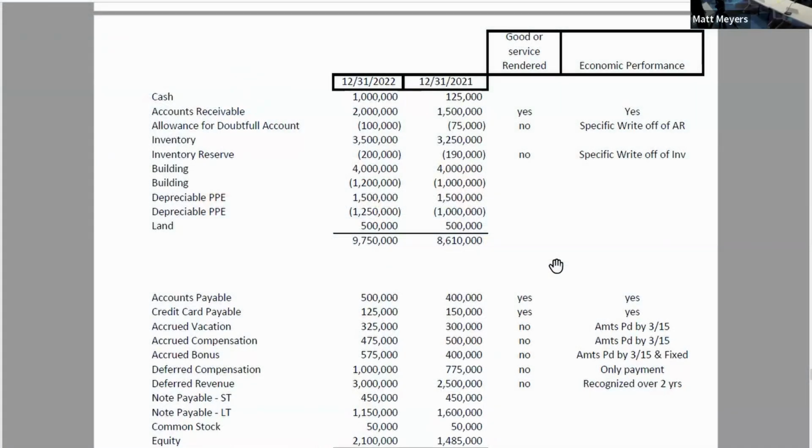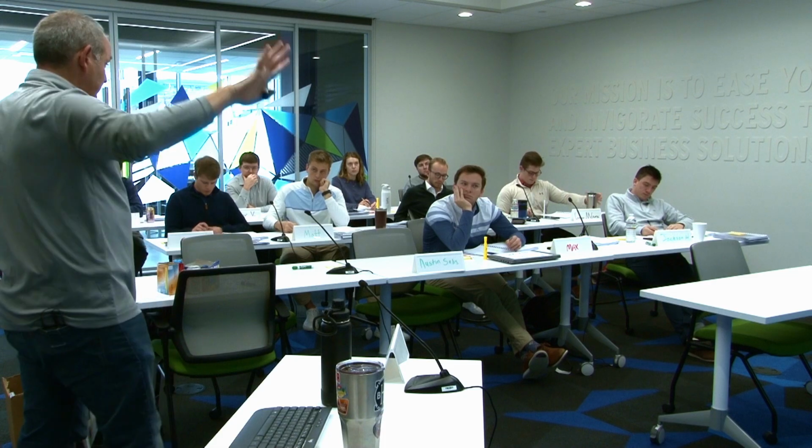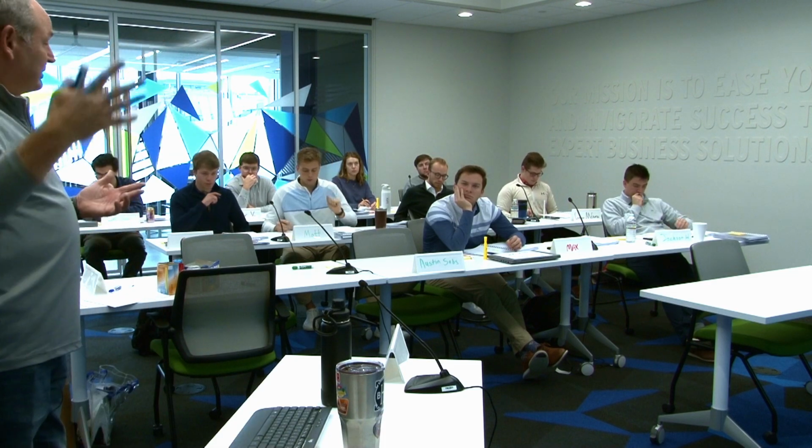Deferred comp, goods and services, no, only in payment. Deferred revenue recognized over 2 years. I tried to take the things that we talked about from an economic performance, the three-pronged test, and put it on here in something that might be meaningful, maybe. So I don't know if you guys want to put a post on that page or you care, but that's what that is.